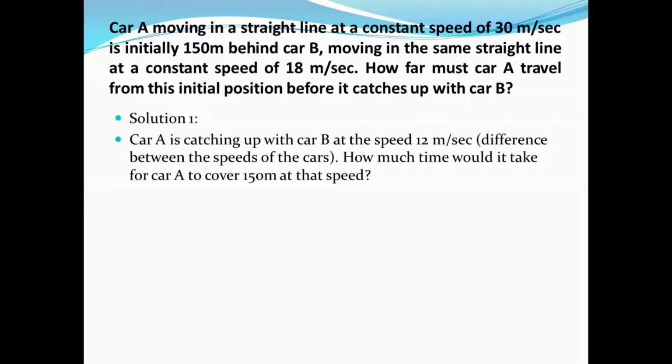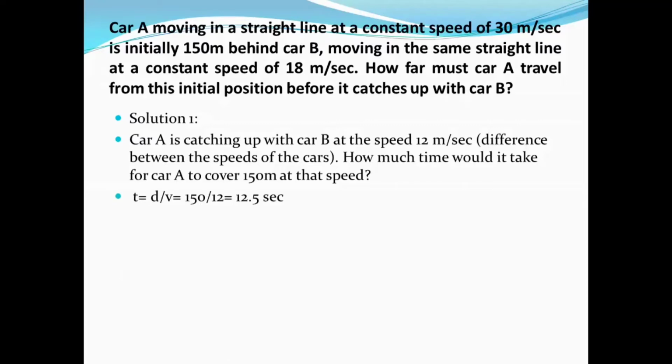Secondly, there is some distance between the two vehicles, and we have to find how much time it would take for car A to cover the 150-meter distance at that speed, with a difference of 12 meter per second. Correct. So this is actually the scenario of this question. Any difficulty up to this, friends? No, sir. Okay. So this is a very simple analysis.